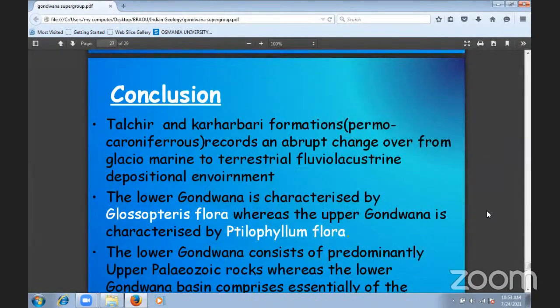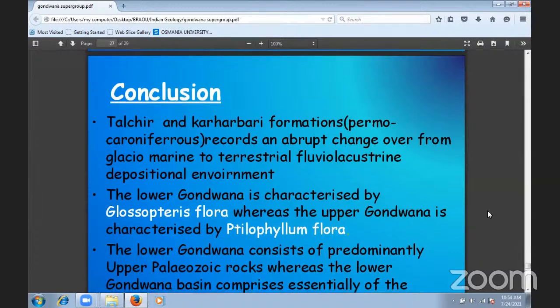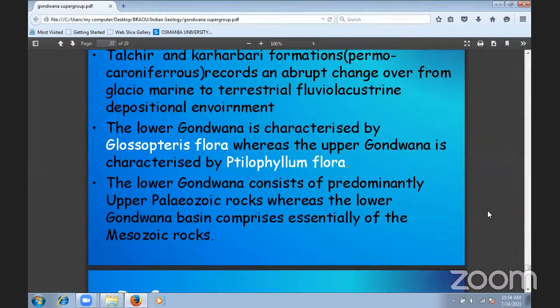And finally, the Talcher and Karharbari formations. These two were formed in the thermocarboniferous, and record an abrupt change from glaciomarine to terrestrial fluvio-lacustrine depositional environment. The lower Gondwana is characterized by the Glossopteris flora, whereas the upper Gondwana is characterized by the Ptilophyllum flora.